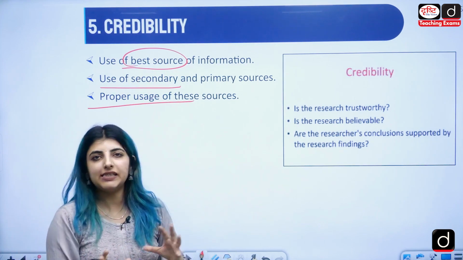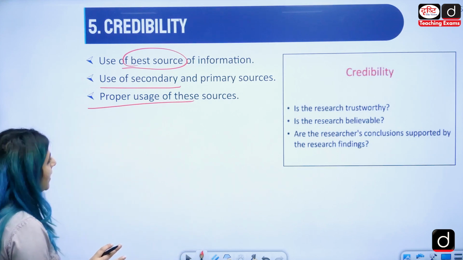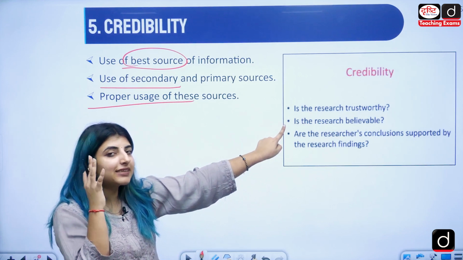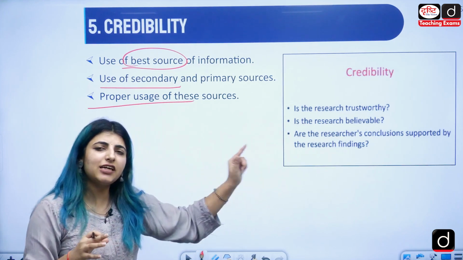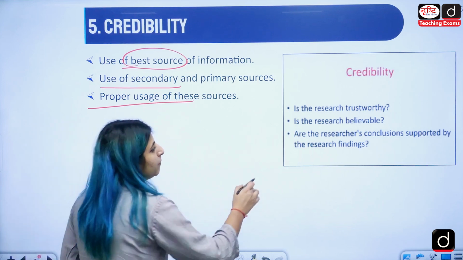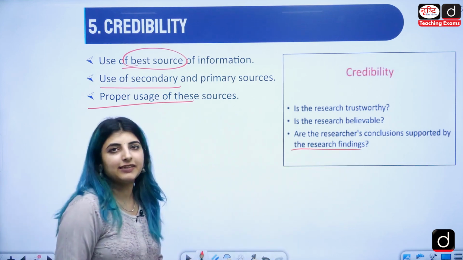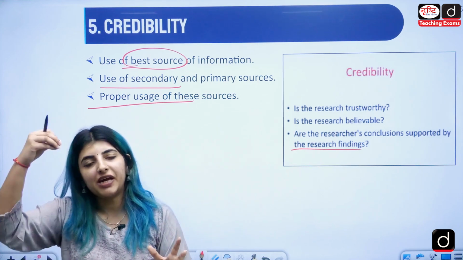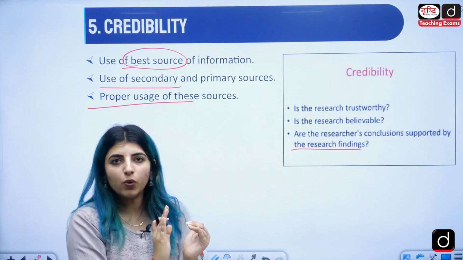Credibility is related with authenticity. Correct? Is the research trustworthy? These are the questions that you should be asking your own self. Is the research believable? Are the researchers' conclusions supported by the research findings? Whatever you have put as the evidence, with what you are citing, is it going along with that or not?